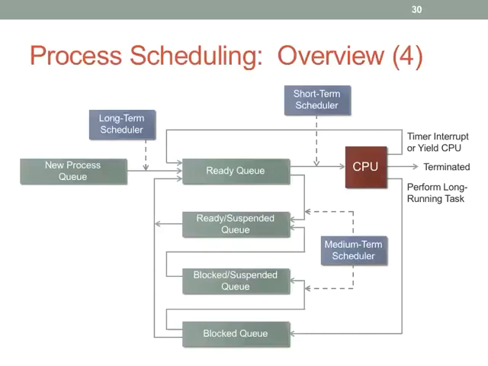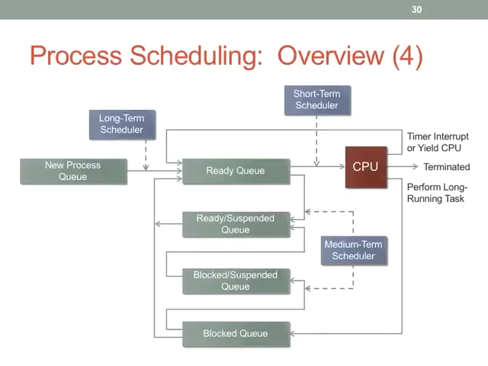So the long-term scheduler governs entry of processes into the ready queue, so when they start. The short-term scheduler governs who gets to move from ready into the CPU. And the medium-term scheduler governs who goes from ready back to ready or simply back to a suspended queue instead. So the medium-term scheduler gets to govern those kinds of things.